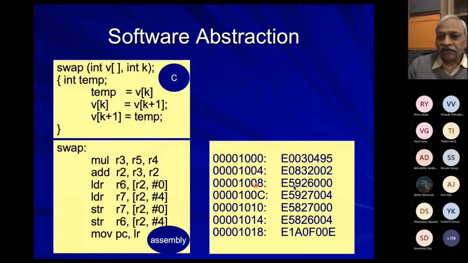Each instruction has some numeric code. You can write that in binary, decimal, hexadecimal, and so on. So basically, this program is broken up into simple elementary operations, and each operation has a numeric code. What I'm writing on the left side in this description are the memory addresses. So at address 1000 in hexadecimal, you have an instruction which is coded as E00304995. So these are all hexadecimal.